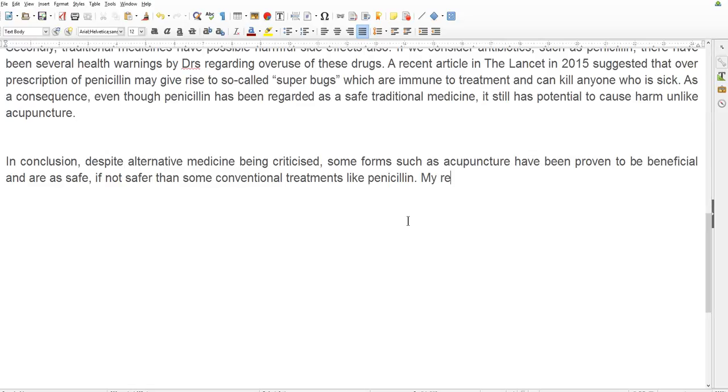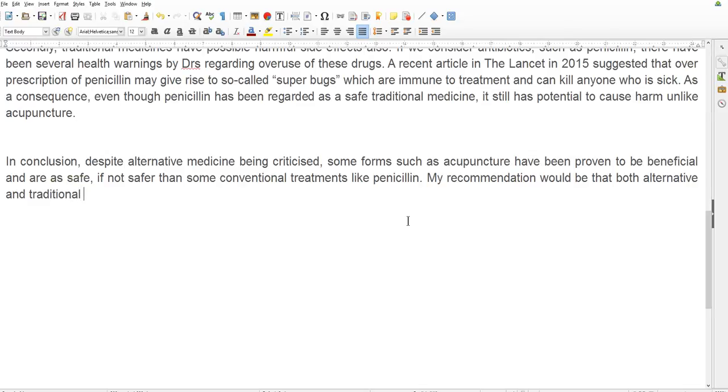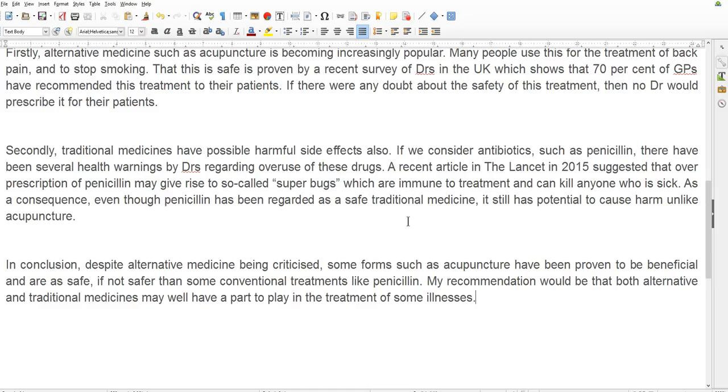Okay. My recommendation would be that both alternative and traditional medicines may well have a part to play in treatment of some illnesses. Okay, that's not too bad.